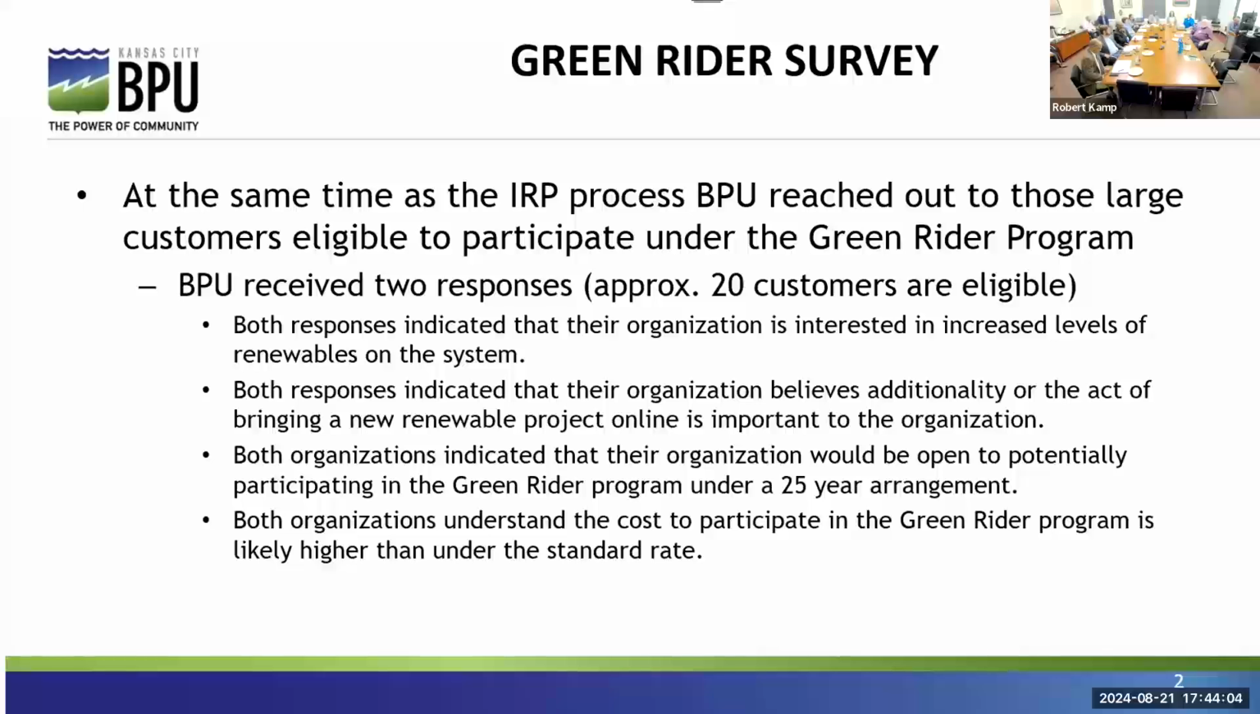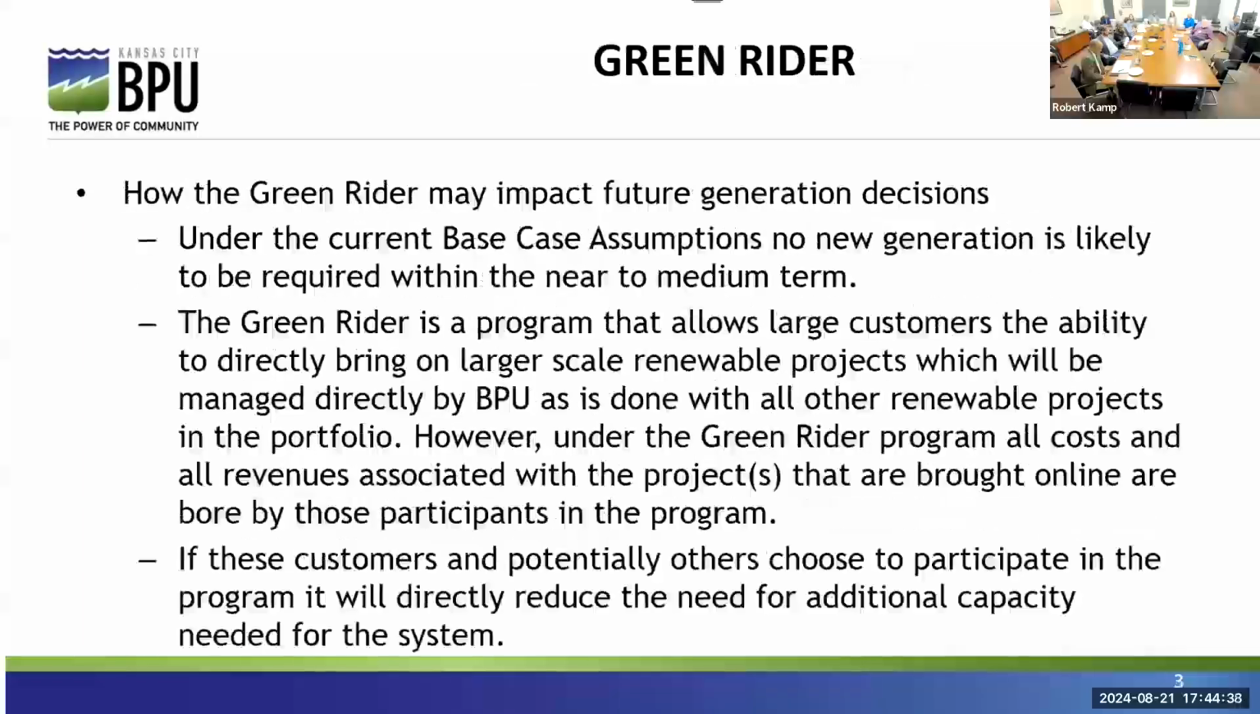25 years is generally the length of time that you do a purchase power agreement for on a solar project, for example. Many firms want to do shorter projects, right, like a 10-year window, and then the organization such as BPU would be responsible for those last 15. And so you got to determine what those costs are for doing that. But both of these firms were willing to do full 25-year arrangements. And both organizations understood that the cost to participate in the program was likely going to be higher than their current base rate that they pay today.